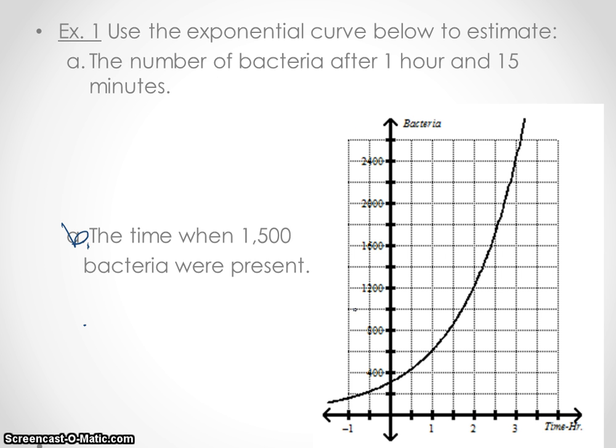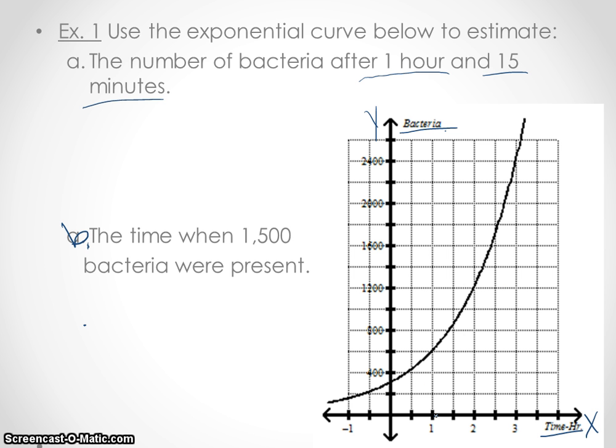If we're reading our graph, first of all we have to identify what our axes are. This first one is your time in hours, and that would be our x-axis. Our y-axis is going to be representing our bacteria. So if I want to know the number of bacteria after 1 hour and 15 minutes, I would look on my time axis and find where 1 hour and 15 minutes is.